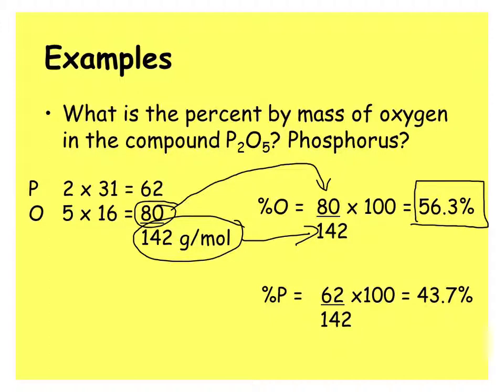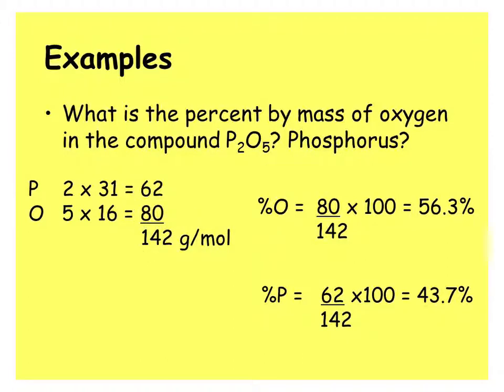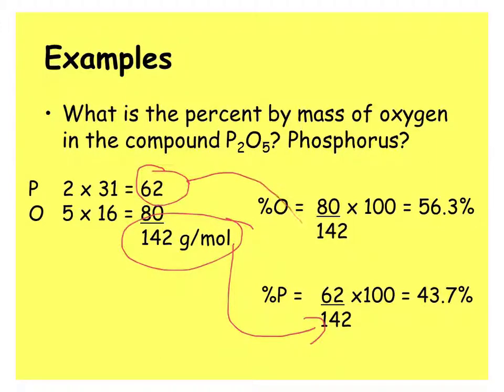Okay, and you can do vice versa with the phosphorus. So here's our phosphorus. Again, we use the same total mass for the bottom, and then we use the total mass of the phosphorus in the compound here, and then we get 43.7%. So that's pretty much it for the first example. Let's look at one more example, and I think that you can get it with some worked examples that you can do on your own.